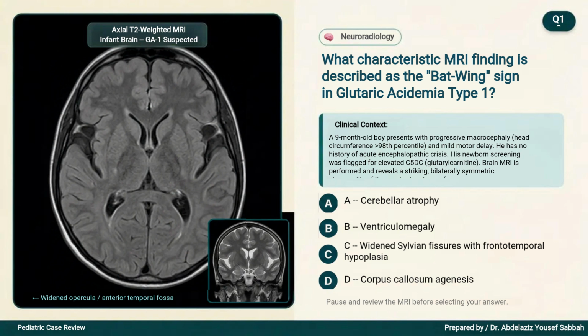What characteristic magnetic resonance imaging finding is described as the bat wing sign in glutaric acidemia type 1? Option A, cerebellar atrophy. Option B, ventriculomegaly. Option C, widened sylvian fissures with frontotemporal hypoplasia. Option D, corpus callosum agenesis.